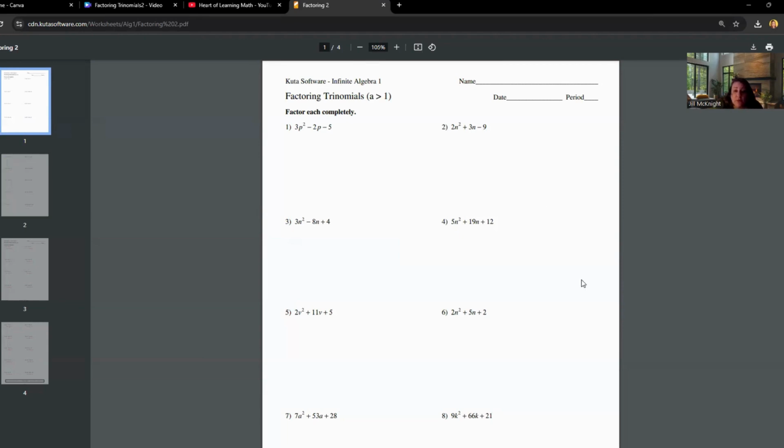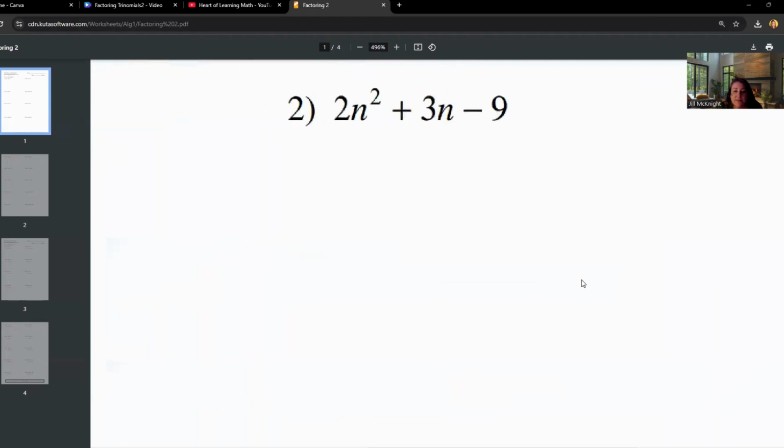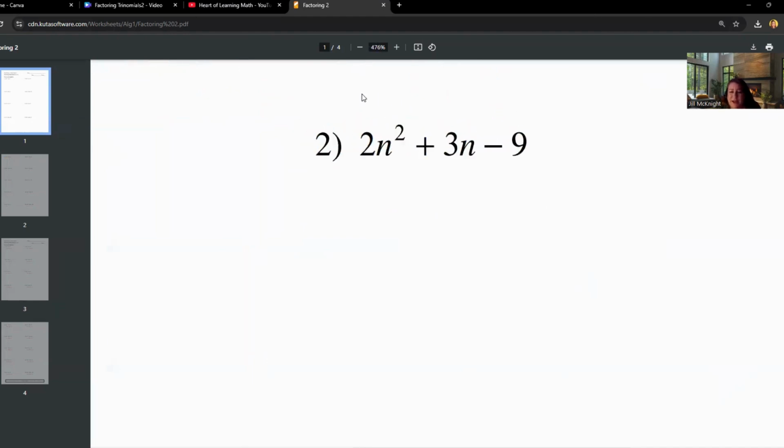The first thing that you want to do is make sure that there's not a common factor. So if we look at 2, 3, and 9, they don't have any factors in common. If they did, we would factor that out first. But since they don't, we're going to go ahead and do the box method. So to do the box method, all you do is make a little box.